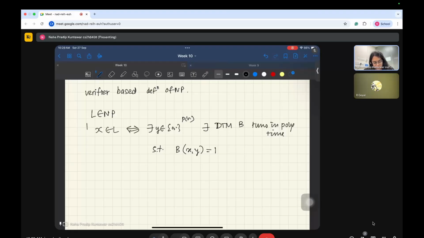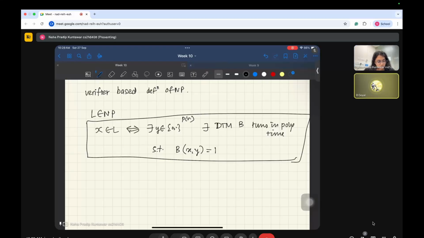Would it be a DTM or an NTM? P directly. So this is a certificate that we are guessing. After that, we should verify in deterministic polynomial time. Yes, yes, right. Okay.